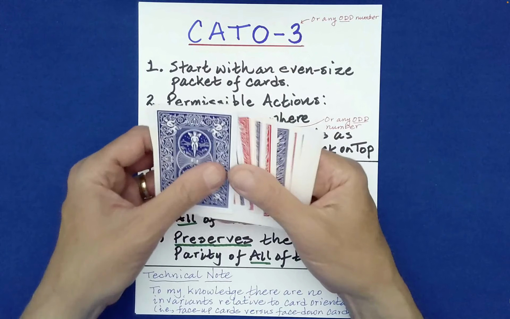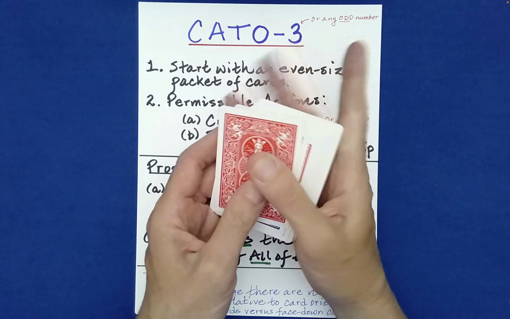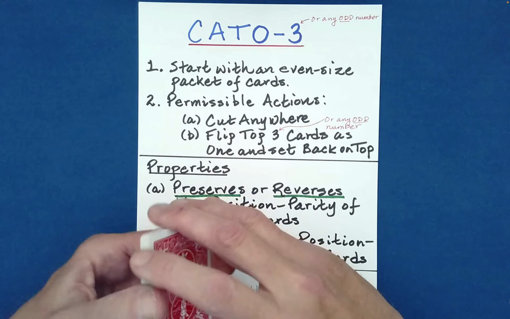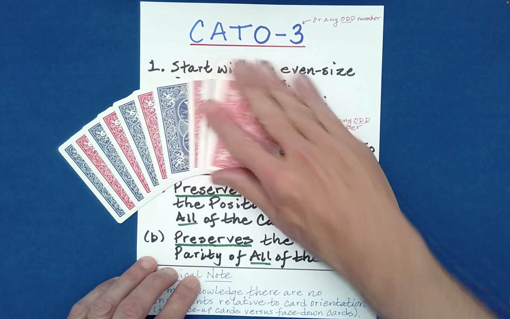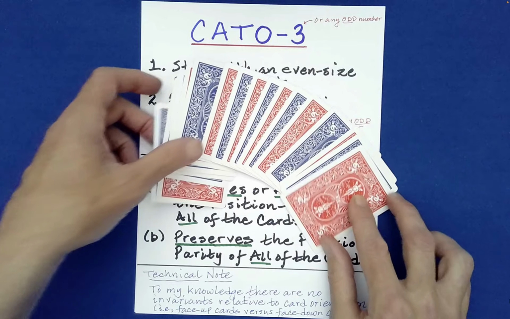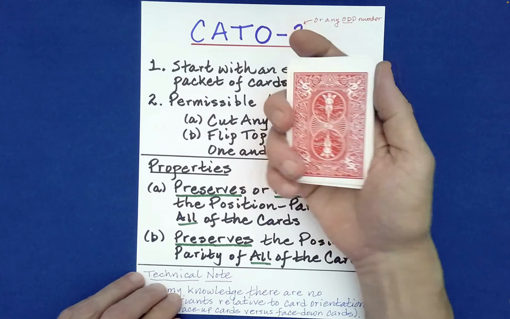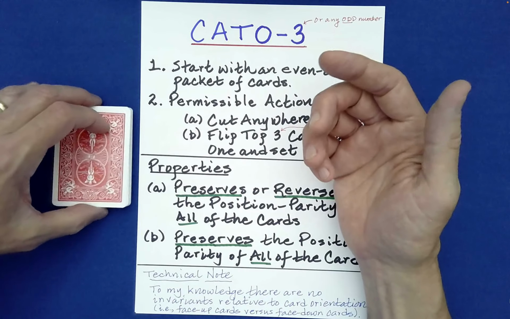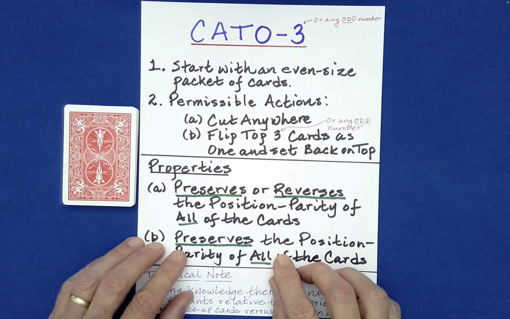Okay, so that would be a preservation of position parity. Now, of course, if we happen to randomly cut there, let's say, we have reversed the position parity of all of the cards. But the important thing is it still alternates, right? It's an alternating packet, but this time it's had the position parity of all of the cards switched from what they were. So odd positions become even and even become odds. That one's not too hard to see, I don't think.